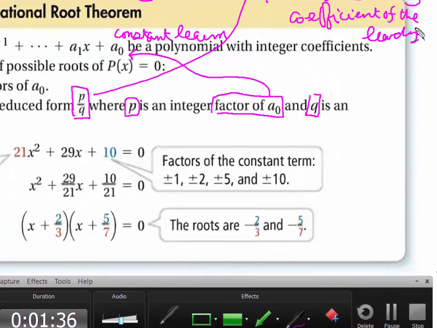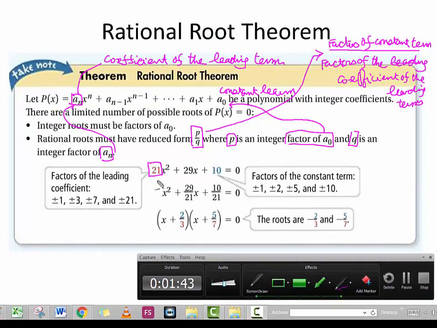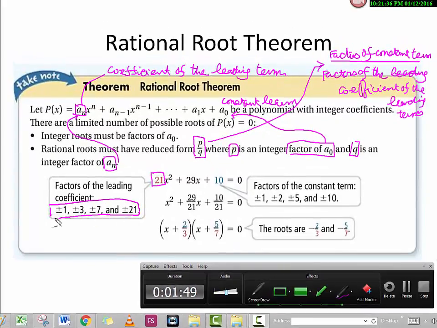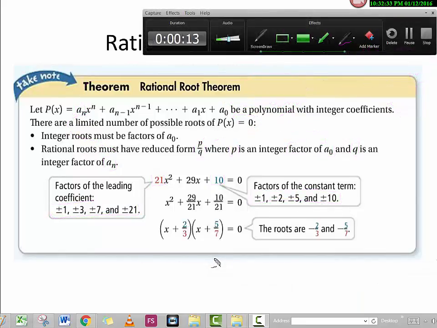In this example, 21 is the leading coefficient, so the factors are all of these, and the factors of the constant term, in this case 10, are all of these. Based on the rational root theorem, we can use p over q to list all the possible rational roots for these equations. Remember, p is the integer factor of the constant term, and q is the integer factor of the leading coefficient. So we have different combinations right now. Let me list all the possible combinations.